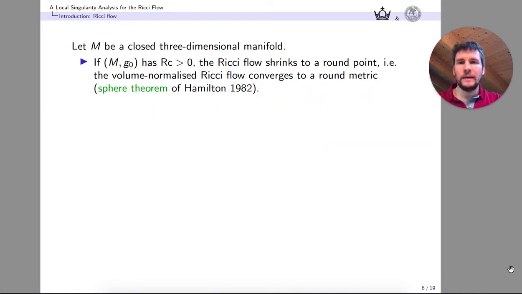Okay, let's move to higher dimensions. So if M is a closed, and by closed we mean compact and without boundary, three-dimensional manifold, and if M has positive Ricci curvature at the start, at the initial metric, then what happens is that the metric shrinks everywhere, and the whole thing shrinks to what is called a round point. Or again, if we look at the normalized version of that, then the Ricci flow converges to a round metric, so to a round sphere. And that's Hamilton's sphere theorem of 1982.